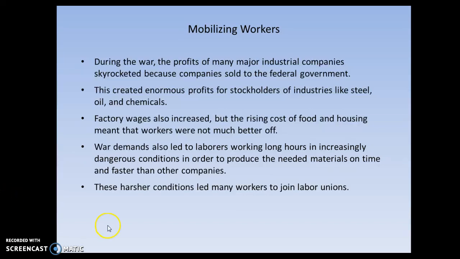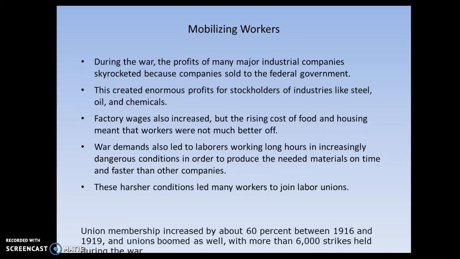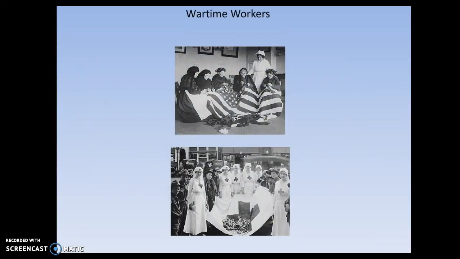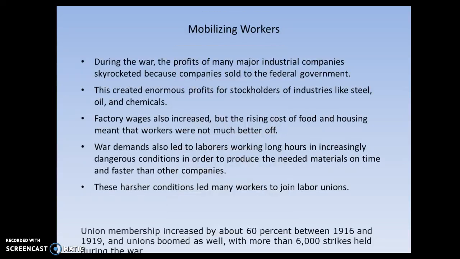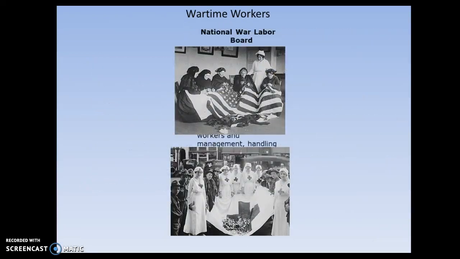And the harsher conditions led many workers to join labor unions. During this time, union membership increased by about 60%, and unions boomed as well. More than 6,000 strikes were held during the war. Here is a picture of some wartime workers.